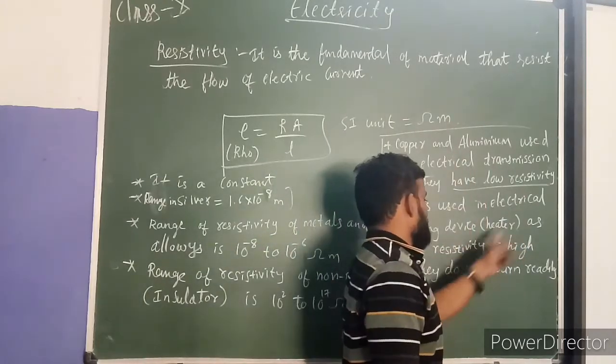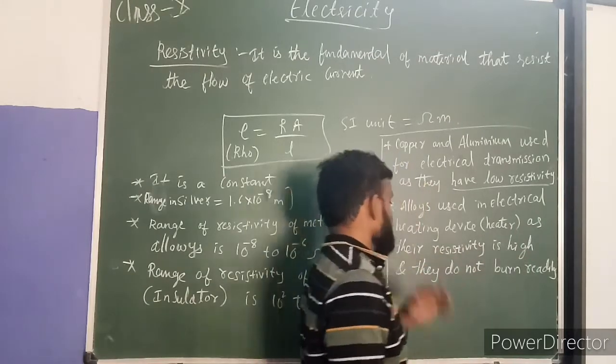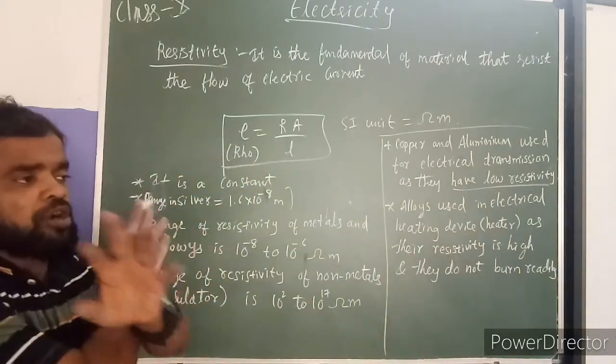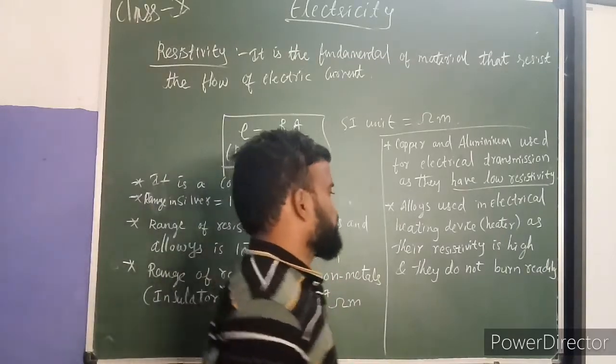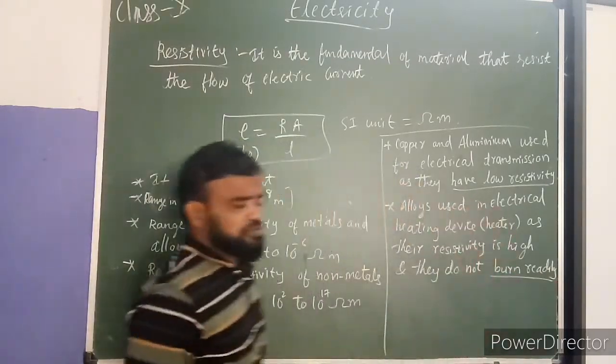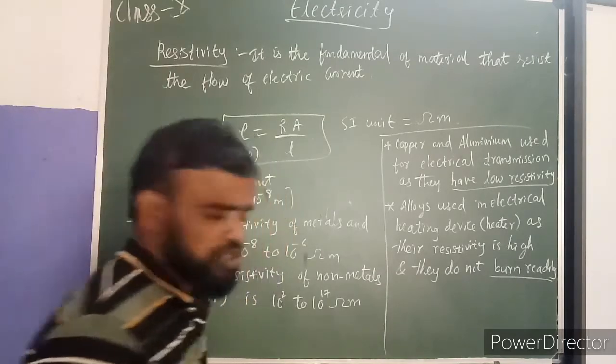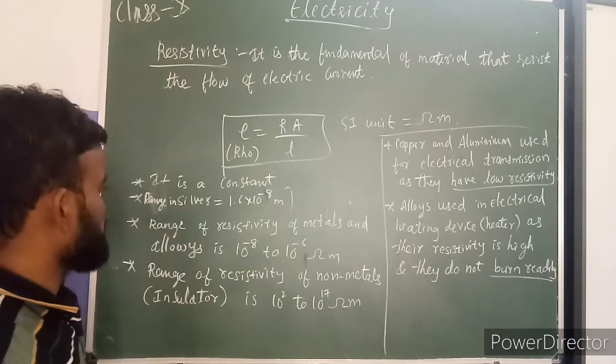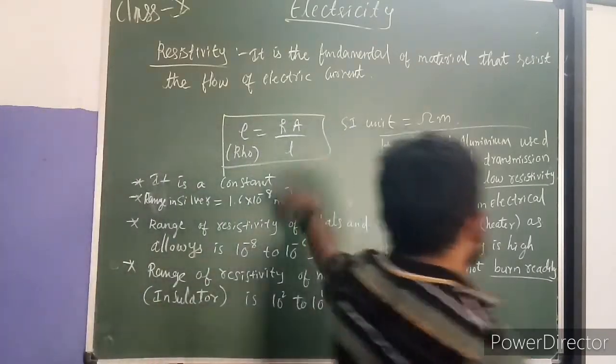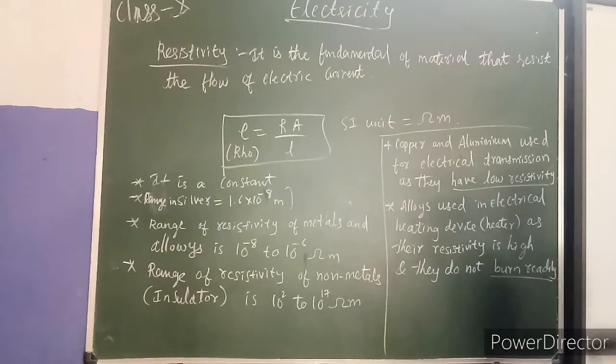As their resistivity is high, they do not burn readily and they do not melt easily. Understood? These are the points on how resistivity is used. Copper and aluminum have low resistivity, and alloys are used in electrical heating devices, for example heaters. Understood? Okay.